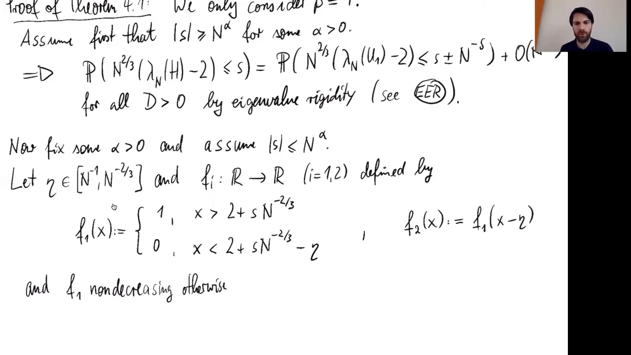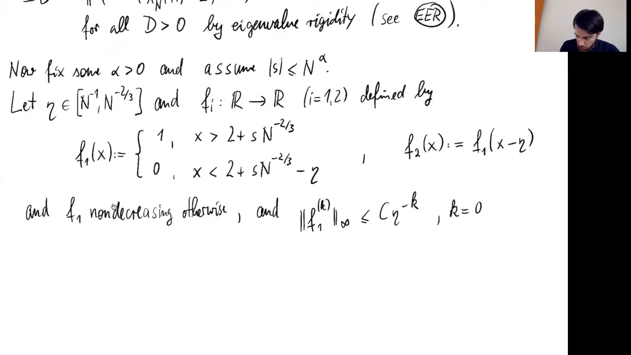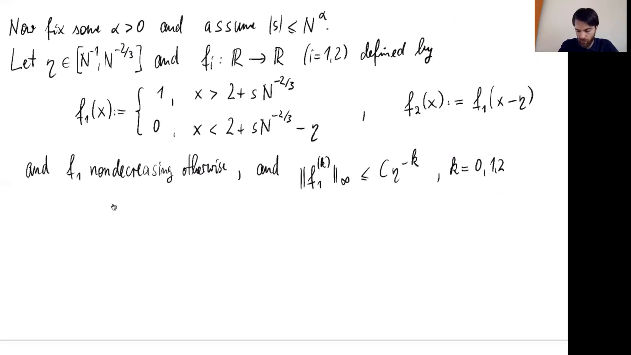Of f1, so it's shifted to the right by the scale eta. So these f1 and f2 will give us the upper and the lower bounds on the probabilities, as we will see soon. We need some technical conditions on the derivatives, but they're easy to achieve. We just need that it's a bounded function, that its derivative is at most 1 over eta, and the second derivative is at most 1 over eta squared.